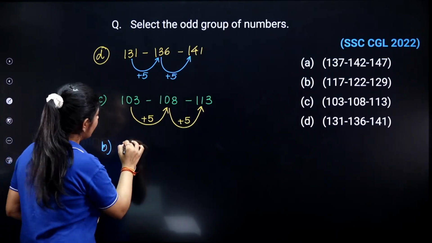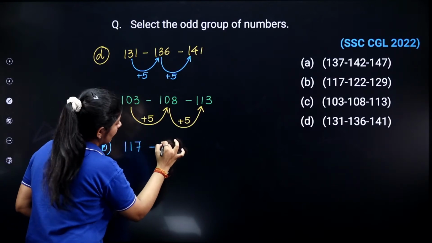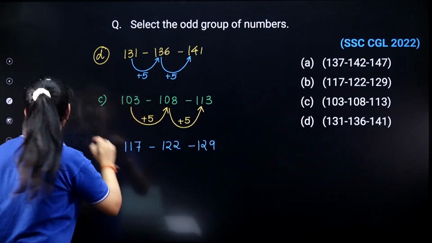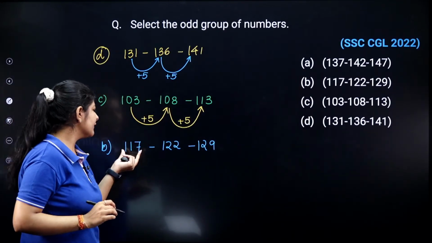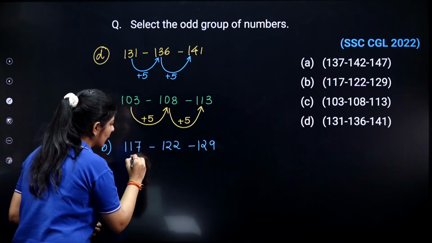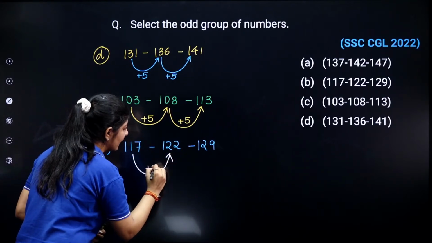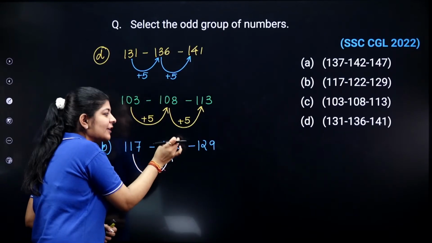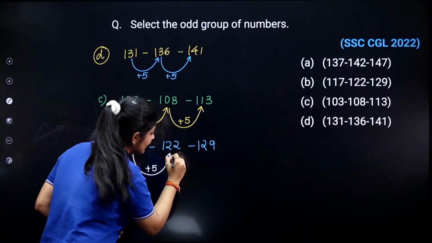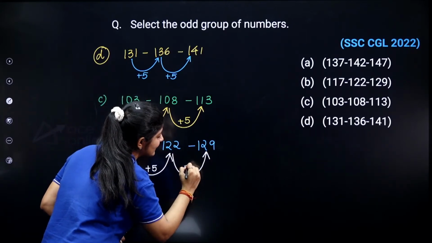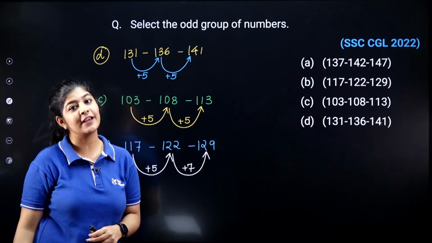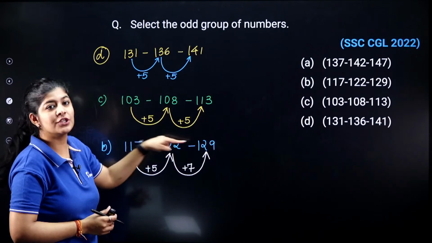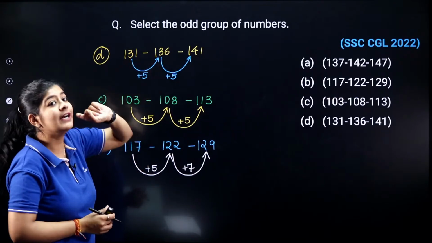Now, option number B. Option B is saying 117, 122 and 129, right? If I want to convert 117 to 122, I need to add plus 5. But if I want to convert 122 into 129, this time I need to add plus 7, not plus 5. So we know that this particular option is not following the properties of the other options.